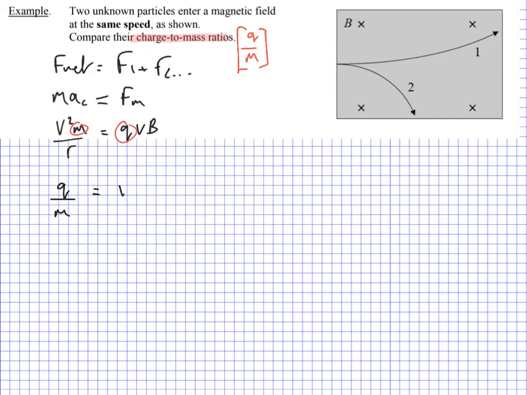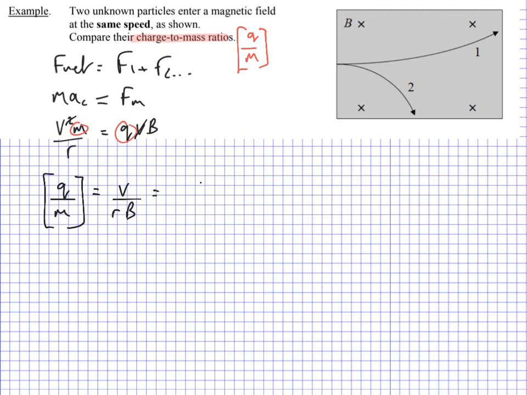And then the velocity is going to cancel, the square is going to cancel there. So we're left with V over RB. Okay, so our charge to mass ratio is equal to V over RB. Now, what's important in this setting is that the velocities are the same. So these can be considered to be constant values.